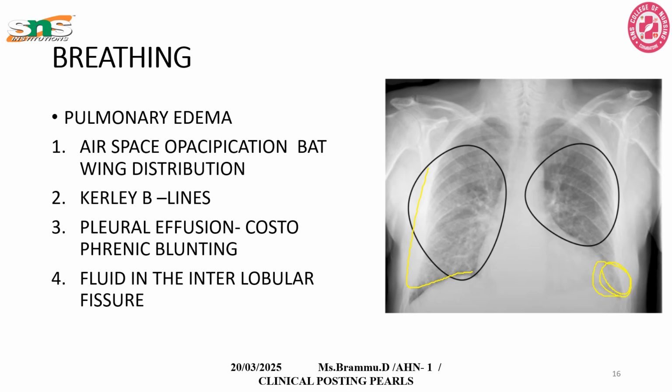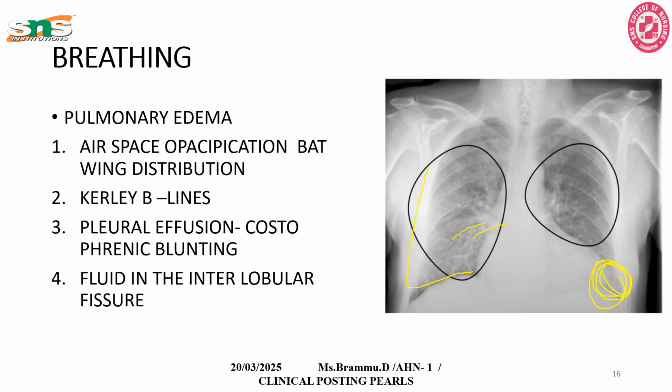Here on the left side, at the yellow mark which I am showing, you can't see the costophrenic angle itself. There is a big blunting there, indicating that a large amount of pleural fluid is occupying the left lung, as well as fluid in the interlobular fissures.